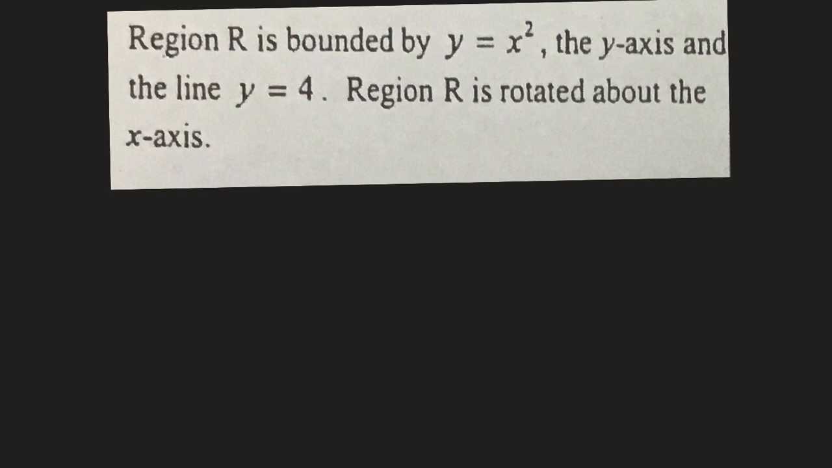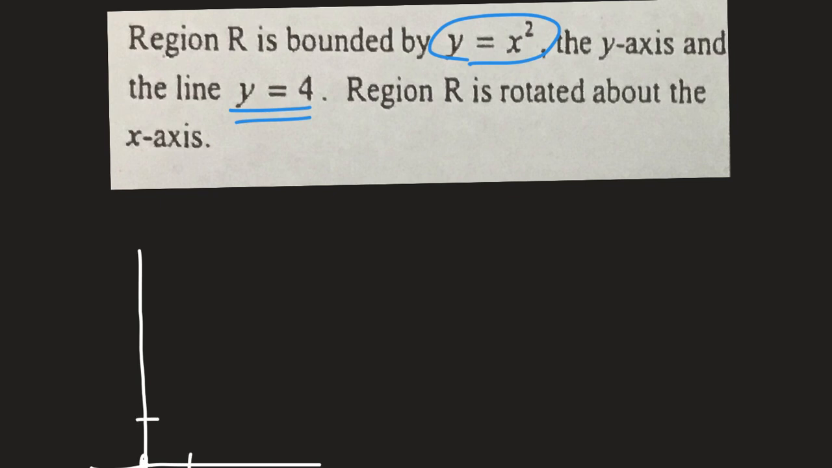Look at this one. Here we have an equation that says y equals x squared, the y-axis, and the line y equals 4. So let's make a little sketch. Here we have y equals x squared. It starts at the origin. If we go 1 to the right, we square it, and that's 1. If we go 2 to the right and square it, that's 4. So here we have the graph of y equals x squared. It graphs to a parabola. And here is the line y equals 4.